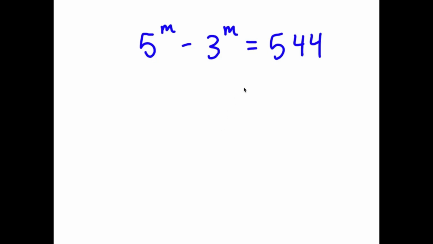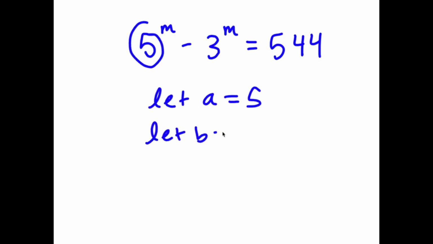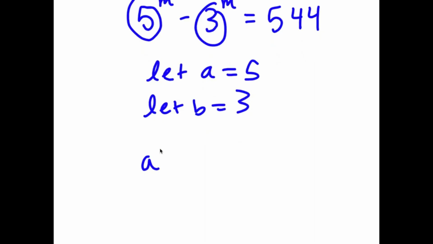Alright, so in this problem, I have 5 to the power of m minus 3 to the power of m is equal to 544. So I'm first going to let a equal 5, and I'm going to let b equal 3. So now I have a to the power of m minus b to the power of m is equal to 544.